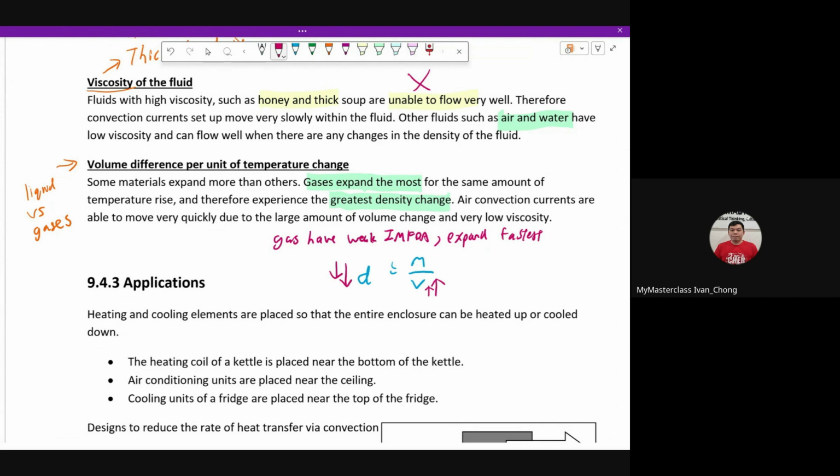So what happens is that your convection current forms very quickly. Because of that, you form convection current much more easily. That's why if you want to cool down a house, aircon is much faster compared to fans. That's why aircons are in almost all households in Singapore. But basically, that's how it works. Okay.